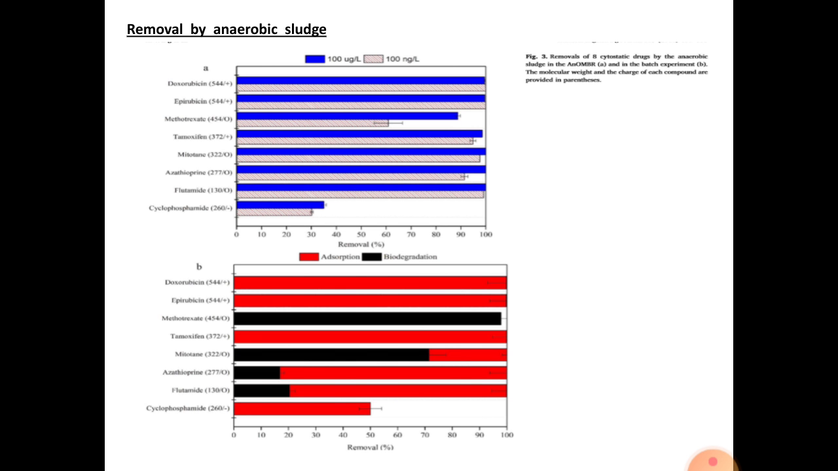And the group 3 contains compounds like azathioprine and flutamide. They can be removed by the combination of adsorption and biodegradation, while cyclophosphamide can only be removed by adsorption.